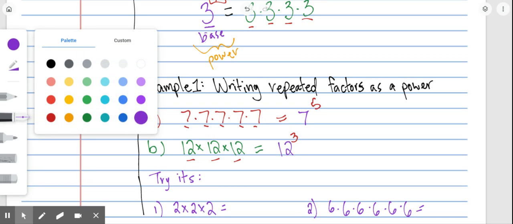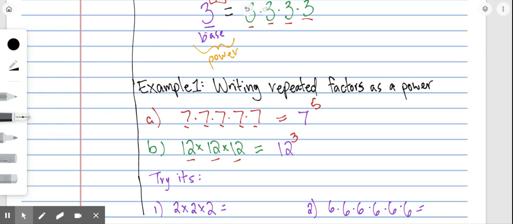Okay, by now you should have gone and written those as bases with exponents, and you should be back. So I'm going to start with 2 times 2 times 2. Remember, the base is 2 because it's the number that's being multiplied by itself. And how many times is it being multiplied by itself? 1, 2, 3 times. So I do 2 to the third power. It's a lot quicker than writing 2 times 2 times 2.